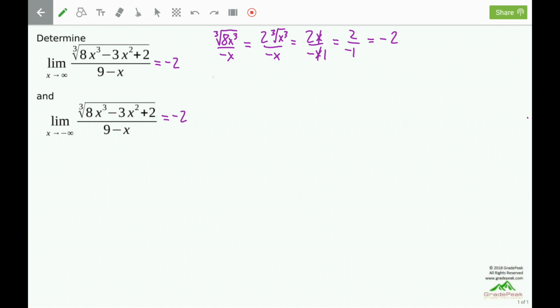Now let's show that this is the case. Starting with the limit as x approaches positive infinity of the cubed root of 8x cubed minus 3x squared plus 2, divided by 9 minus x. The first thing to do is plug infinity in for all x's. Only the highest power term in the numerator and denominator will matter here.